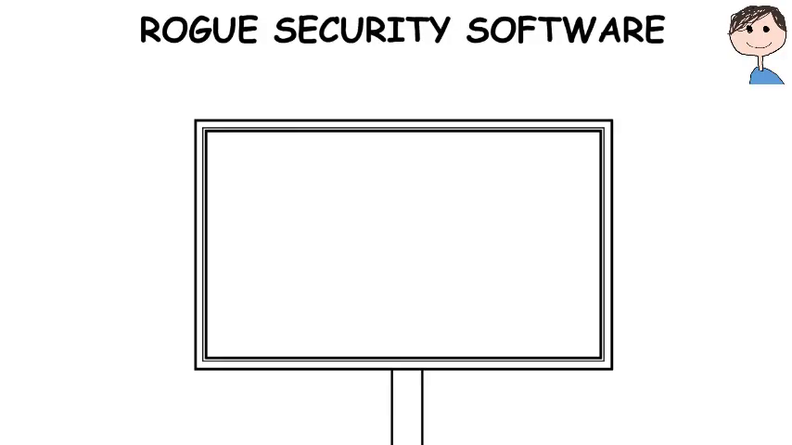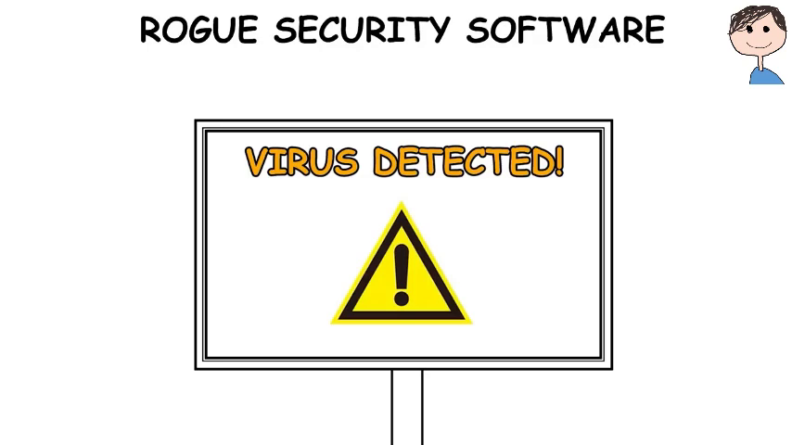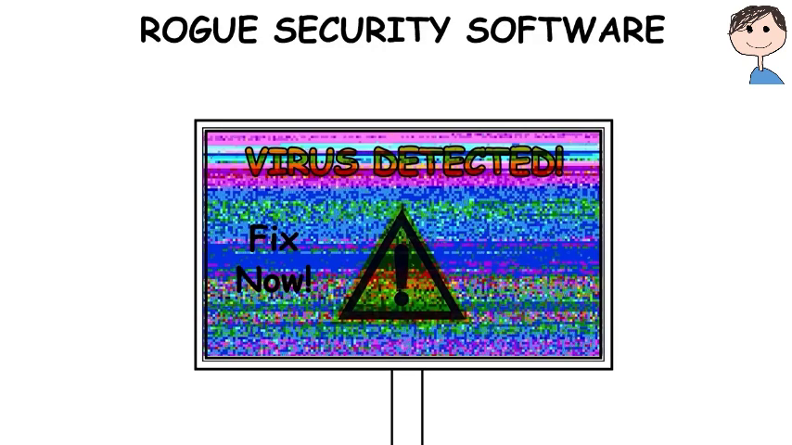Rogue security software. It's a form of internet fraud that misleads users into believing there is a virus on their computer and aims to convince them to pay for a fake malware removal tool that actually installs malware on their computer. It's usually spread through malvertising.